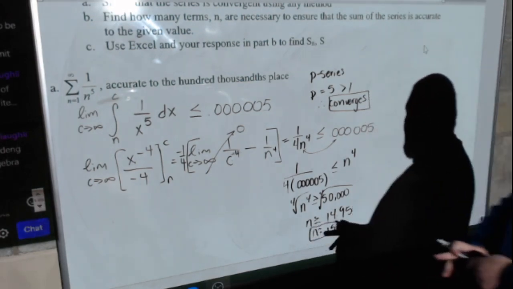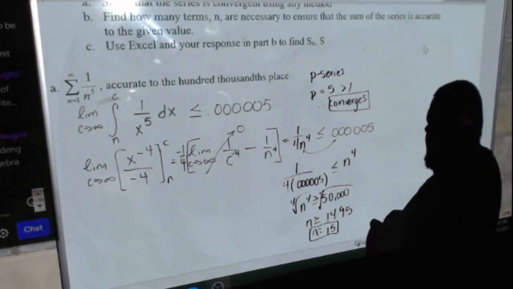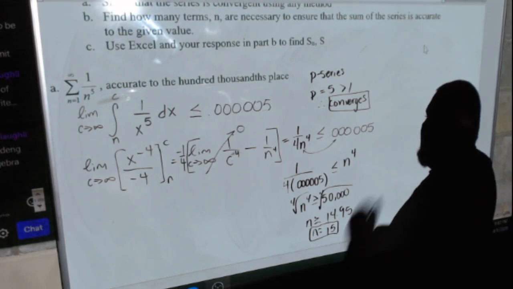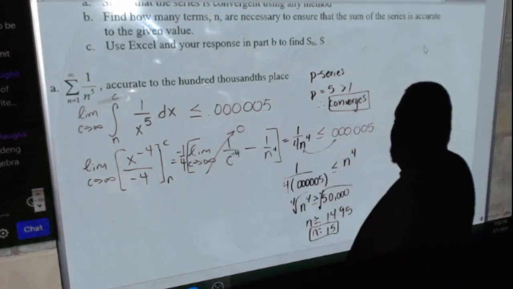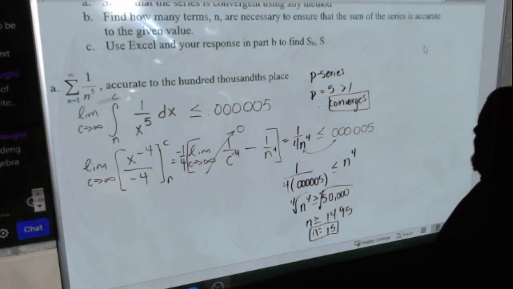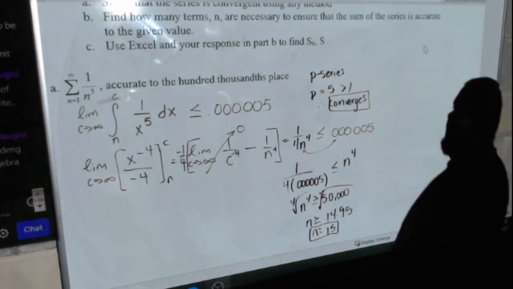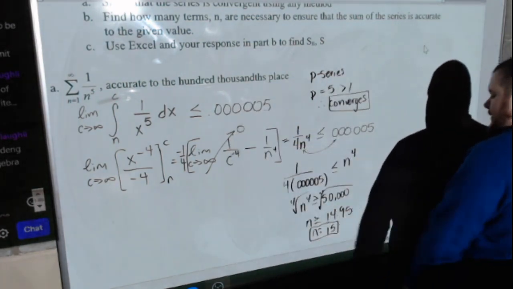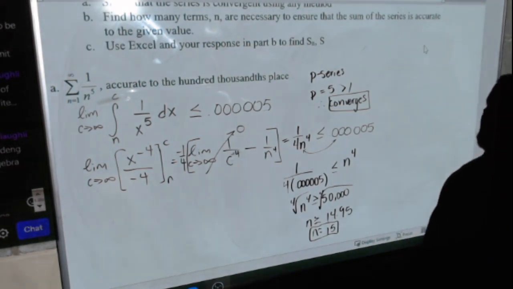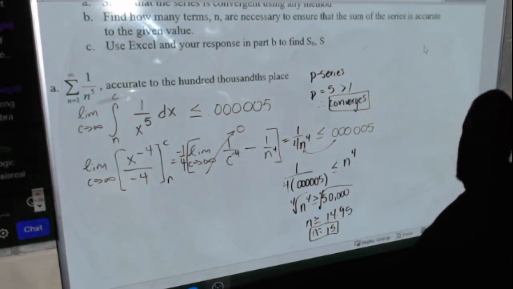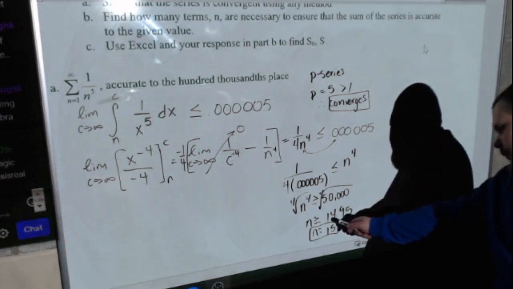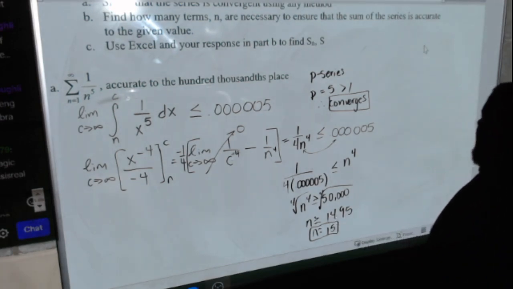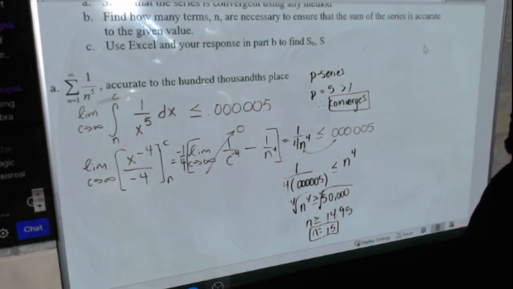So that's telling me if I want the sum to be accurate to the 100,000th place, then I need to get 15 terms approximately. Now when we do it on Excel, I think it's going to show us that it's around 14. So it actually looks like you can round down. But let's go ahead and do that.